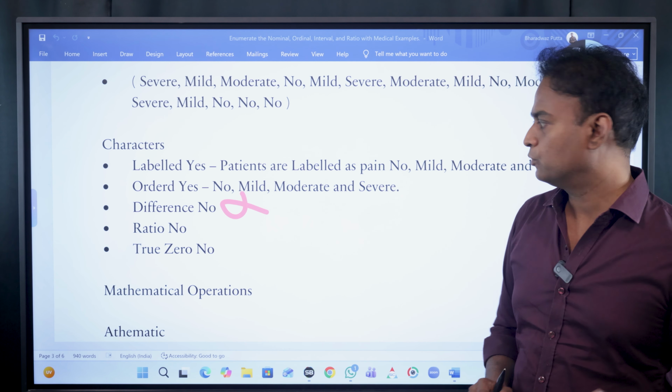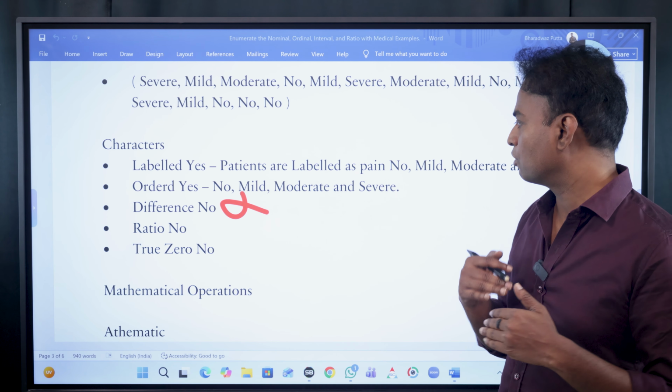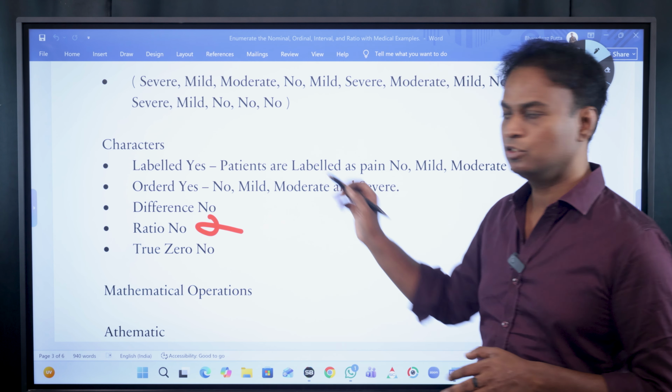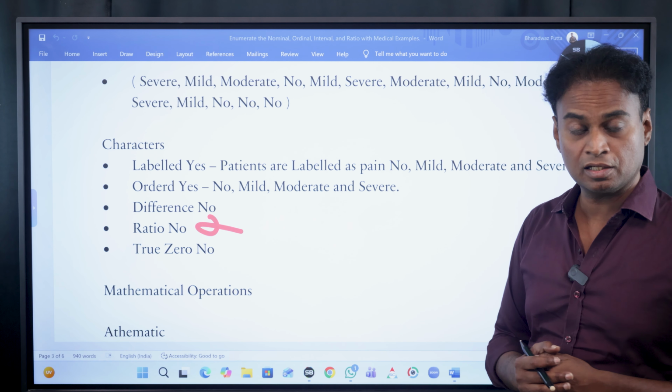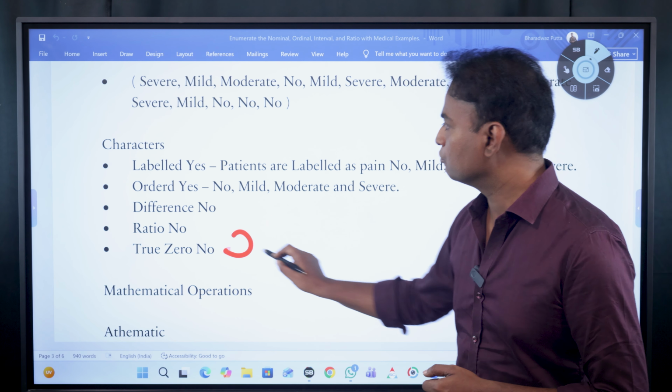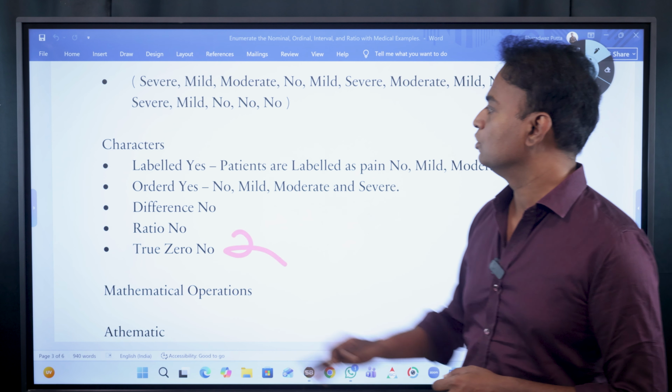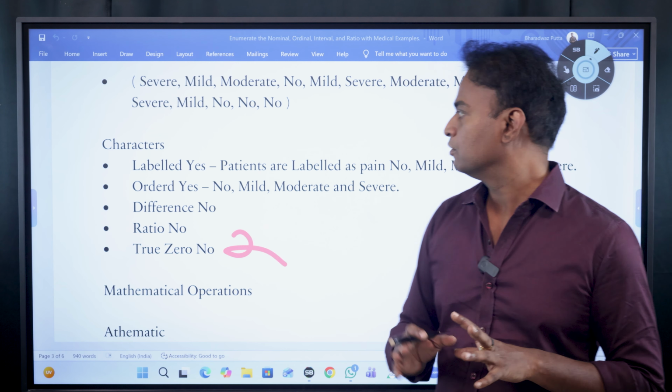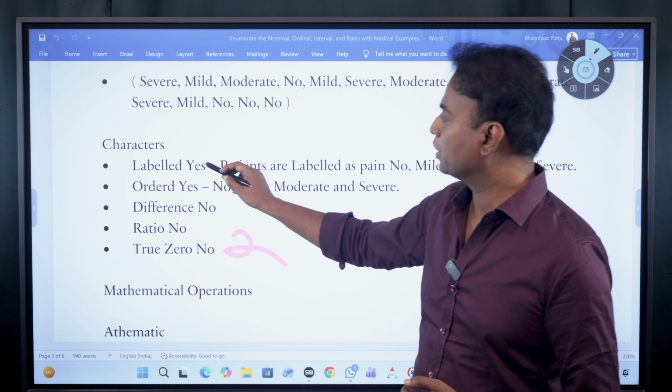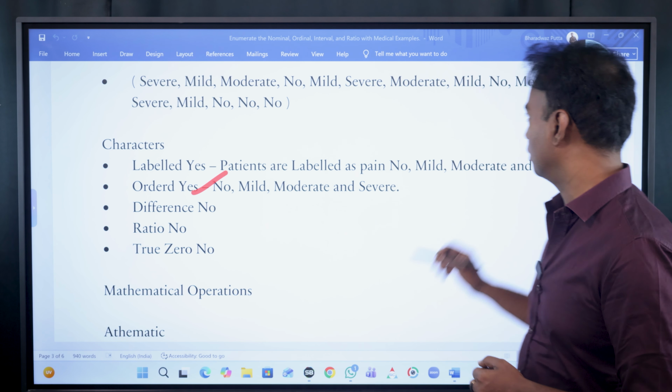Can you have the ratio, mild pain divided by moderate pain? No. Does it have any true zero? No, it doesn't have any true zero. So out of these 5 characters, only 2 characters are possible for ordinal scale. That is, you can label, you can keep them in order.